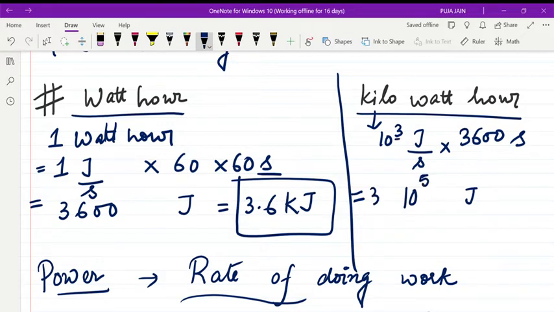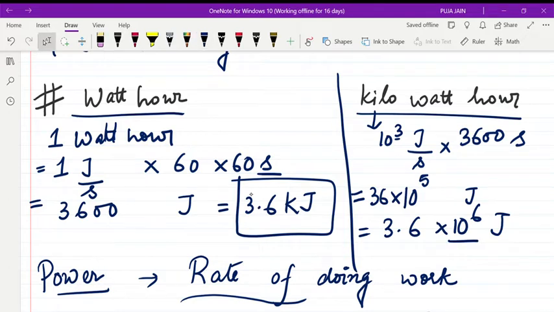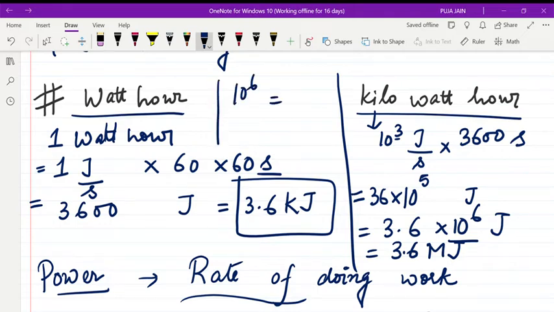36 into 10 to the power 5, or better 3.6 into 10 to the power 6 joule. So these are the bigger units, and this 10 to the power 6 is called mega. So 3.6 megajoule. There are two relationships, so you know this. 10 to the power 6 is equal to mega. Okay, 10 to the power 6 can be written as what? It can be said as mega.